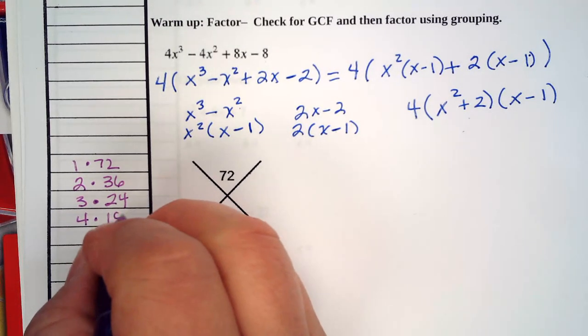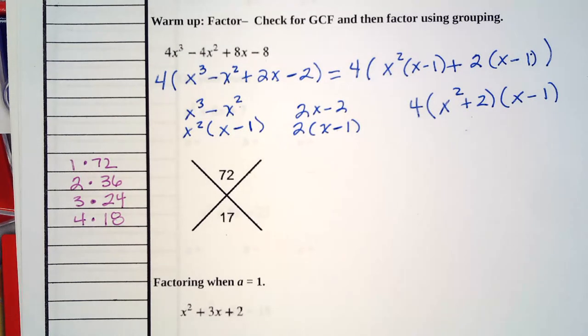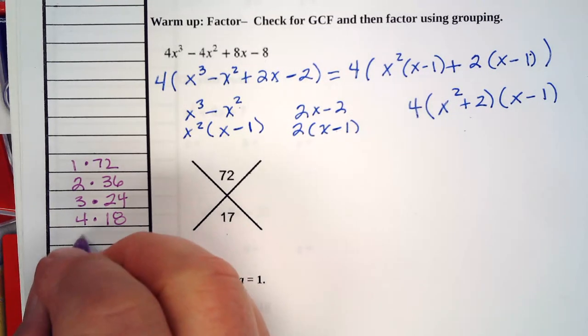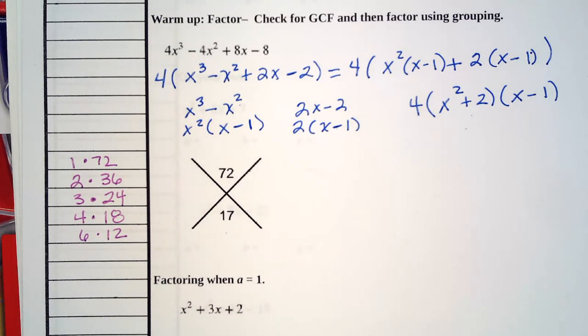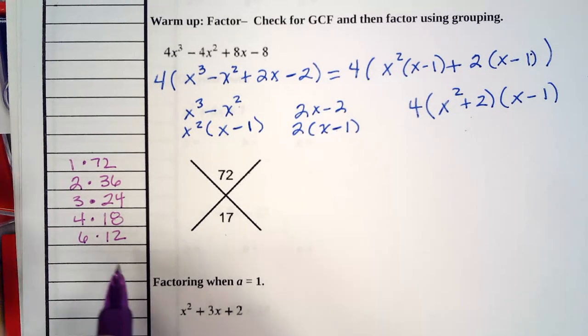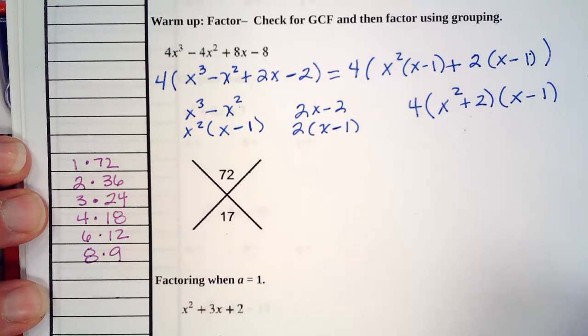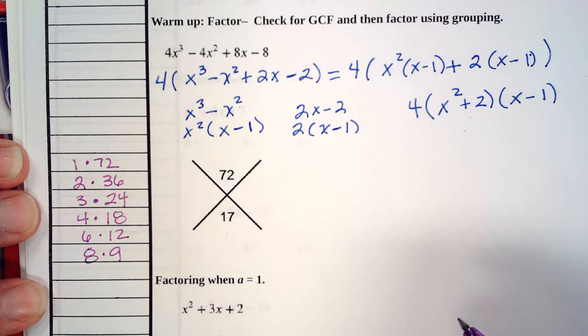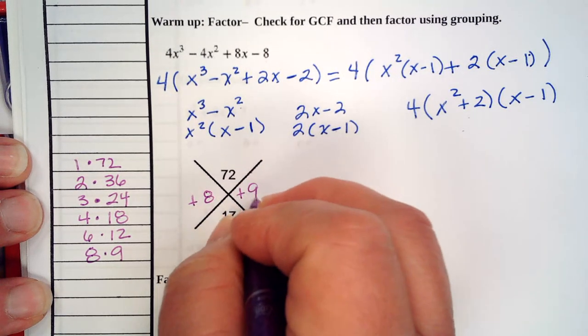4 times 18. 4 plus 18 is not 17. 6 times 12. 6 plus 12 is not 17, it's 18. We're real close. Okay, for the last one, 7 doesn't go in, so it's 8 times 9. 8 times 9 is 72. 8 plus 9 is 17, so this is plus 8 plus 9.